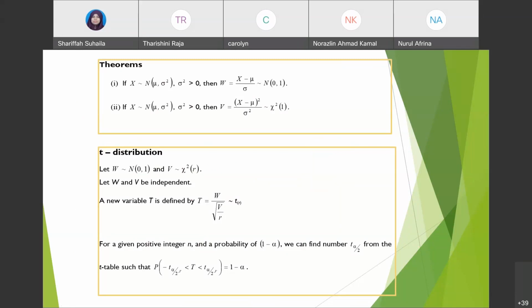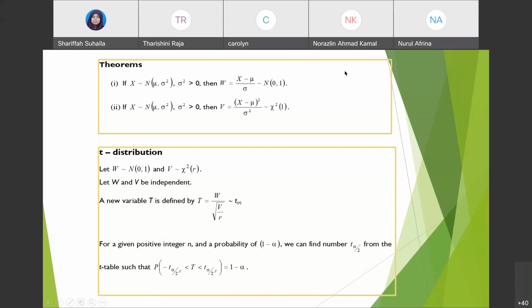There are several notations that you need to know. Dia punya formula lah, formula. Okay. If you have X is normal distribution, normal, mean mu, variance sigma square. So sigma square greater than 0 because this is your variance, it is always positive. So let's say we define a random variable W, X minus mu over sigma.